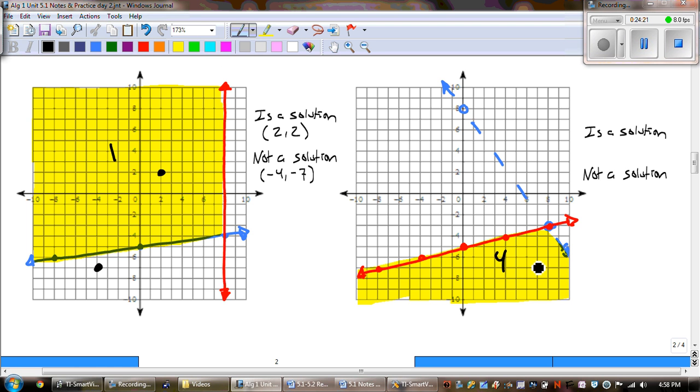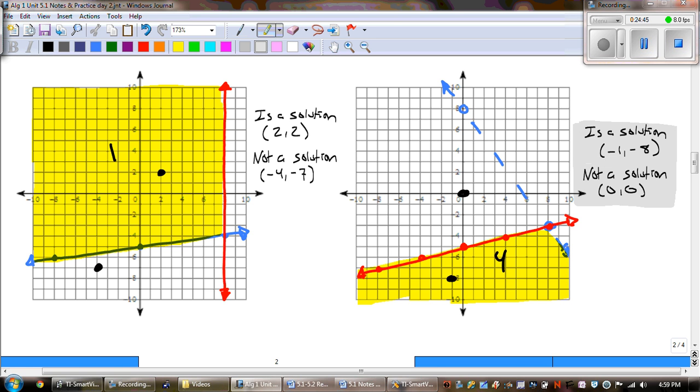All right, so solution, I'm going to go with the point right here, which is, that's right, -1, -8, because it's shaded. And my not a solution, I'm just going to be boring and go with the origin because it's not shaded. 0, 0.